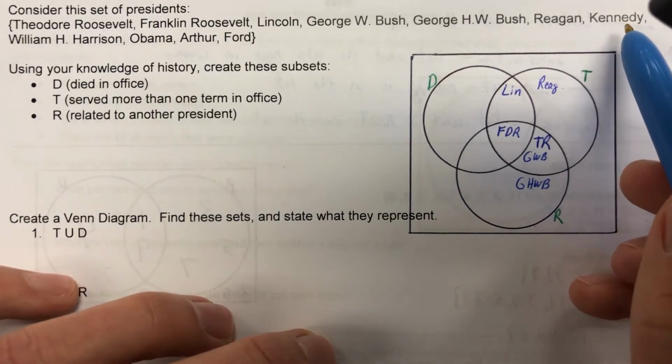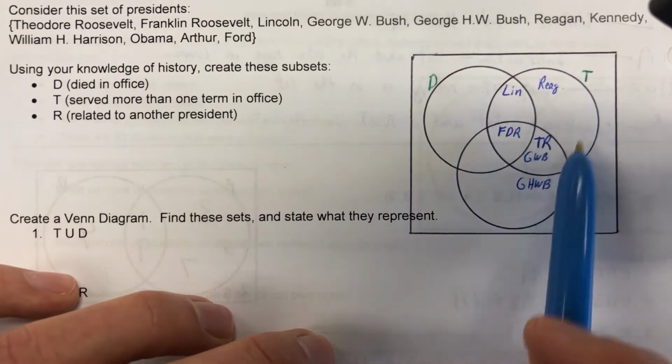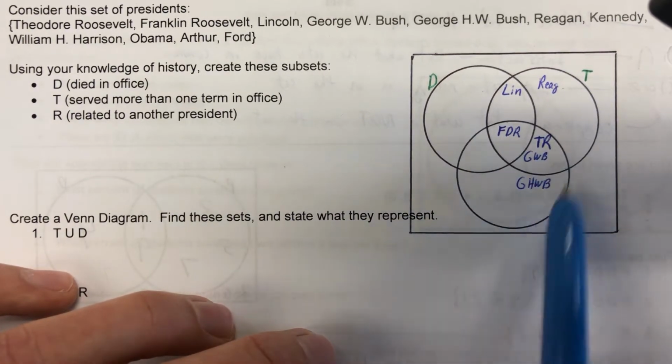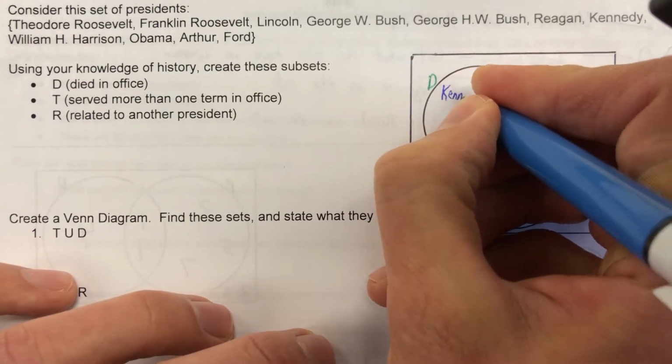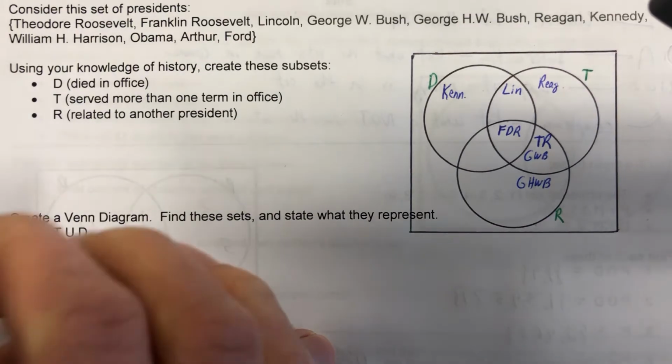We have Kennedy. Kennedy did not serve more than one term. He did not finish his term. He is not related to another president. He clearly did die in office. There we go.